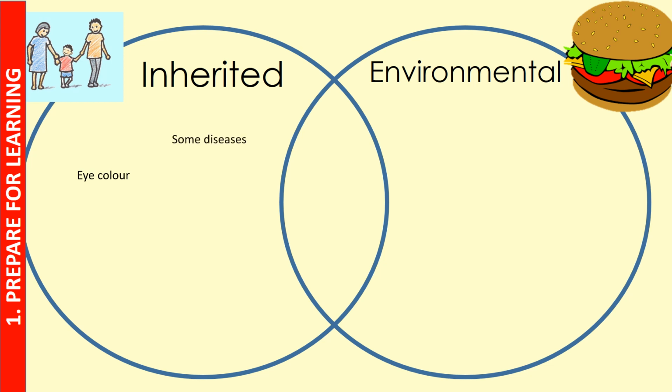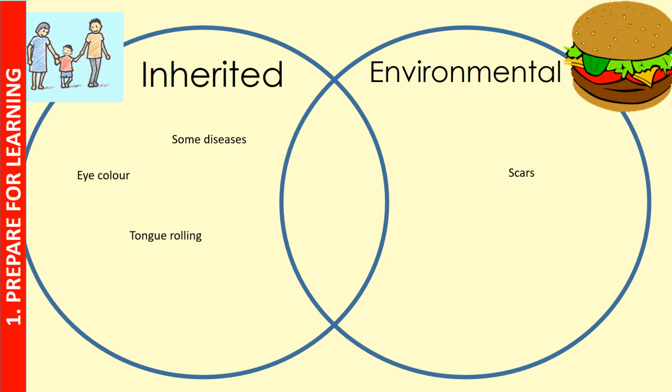Some other inherited ones might be some particular diseases, for example, autism or Down syndrome or something like Tay-Sachs disease. These are inherited. We get them from our parents. On a slightly lighter note, we might look at inheriting the ability to roll our tongues, or some people are double jointed.